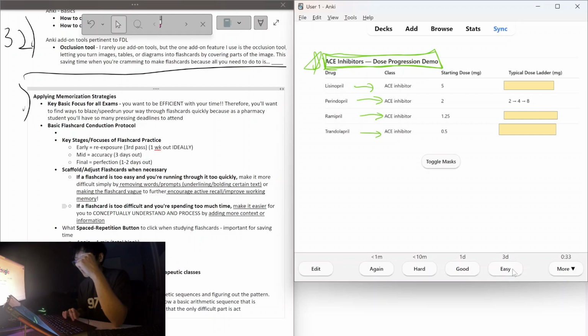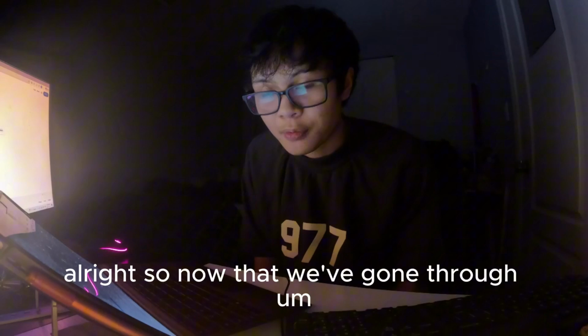I rarely ever click the easy button because I feel like this button is usually enough, and when I'm cramming for exams, when I have several exams back to back, it's more common for me to use these buttons rather than the easy button. So I usually stick to this unless I'm absolutely confident I can answer this question easily. Okay?